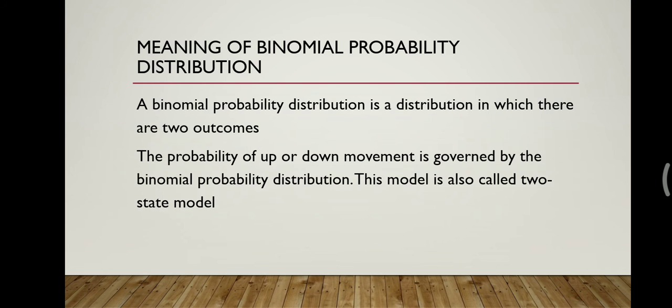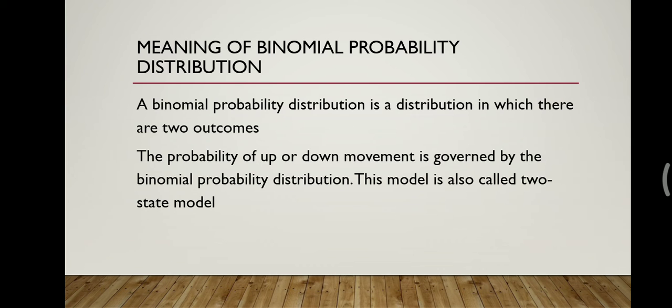Okay, then we are going to discuss the meaning of binomial probability distribution. Binomial probability distribution is a distribution in which there are two outcomes. The probability of up or down movement is governed by the binomial probability distribution. This model is also called a two-state model.